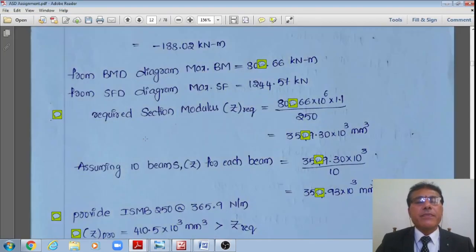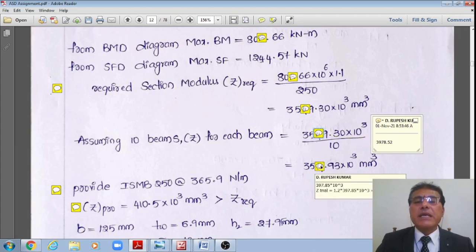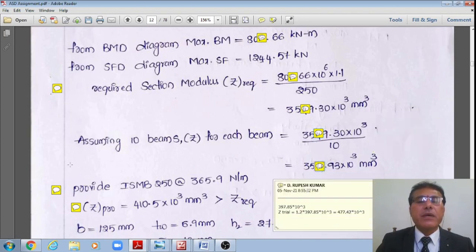This is my assumption. By assuming 10 beams, the plastic section modulus required for each of these beams is equal to 3978.52 divided by 10, or say 397.85 × 10^3 mm³. Whereas for the trial section I will increase this value by 20% extra. Therefore, 1.2 multiplied by 397.85 works out to 477.42 × 10^3 mm³ for the trial section.